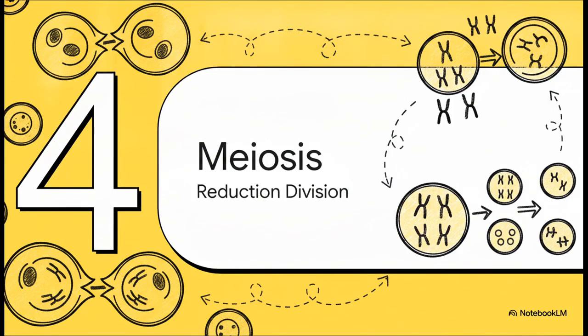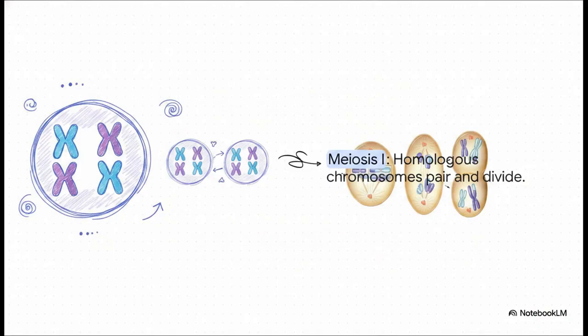Which brings us to Section 4, meiosis, also known as the reduction division. So mitosis is amazing for everyday growth and repair, right? But what if the goal isn't just to make a copy, but to create new life entirely? Well, that requires a completely different set of rules.